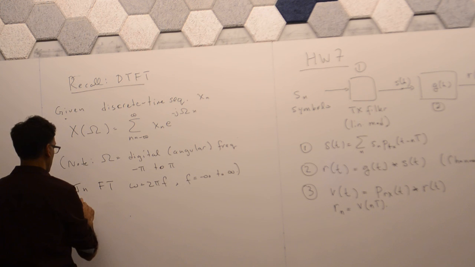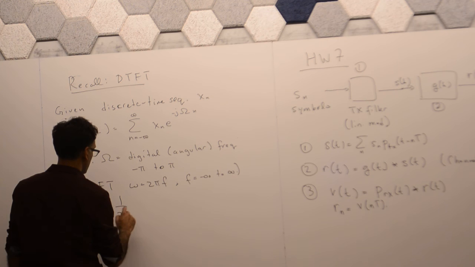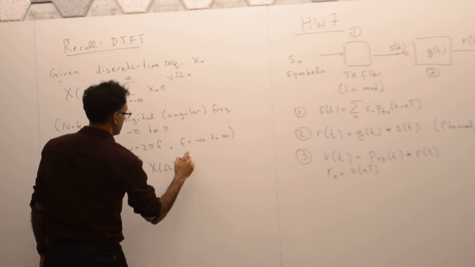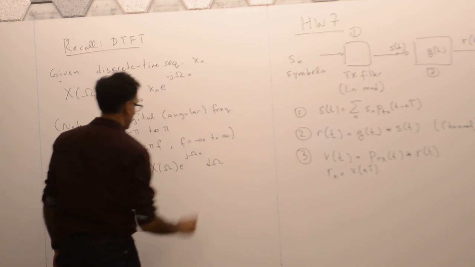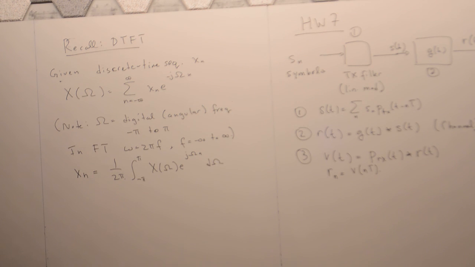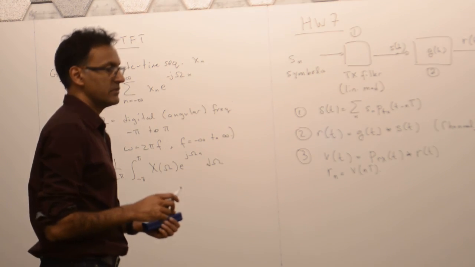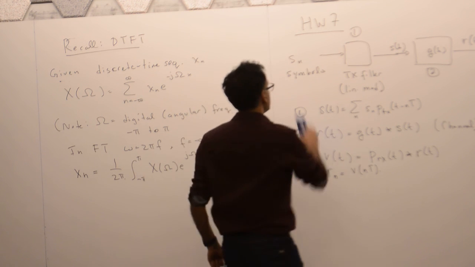And there's an inverse for your DTFT, which is x[n] equals 1 over 2 pi, times the integral from minus pi to pi of X of omega e to the j omega n d omega. And so you can get it like this. We talked a little bit about how to do these. For the exam, I won't make you do anything unless it's very, very simple.